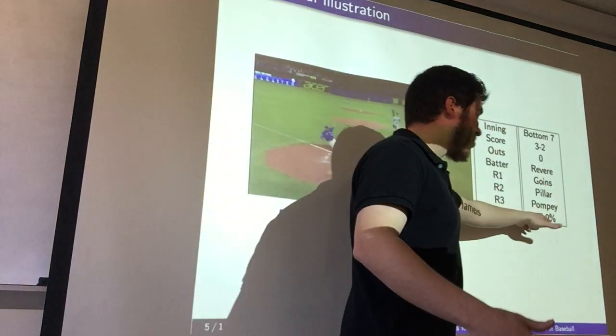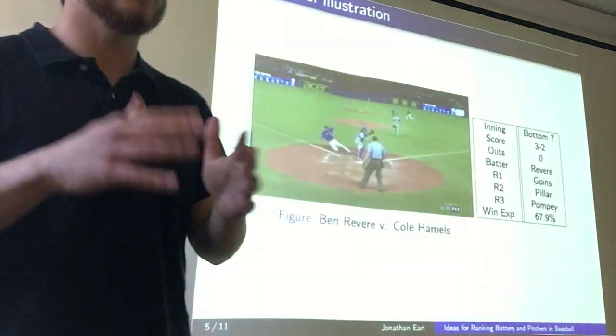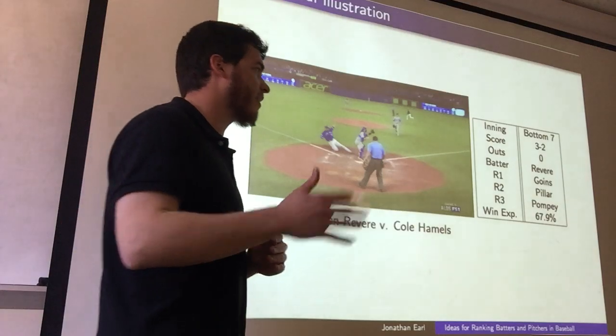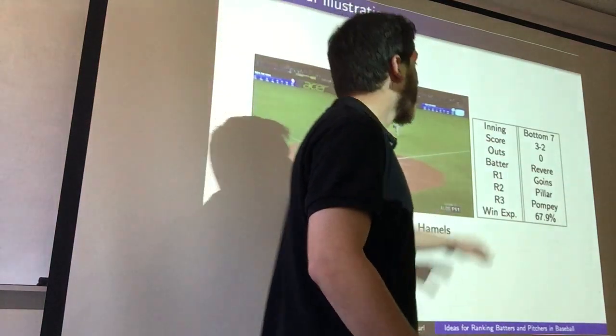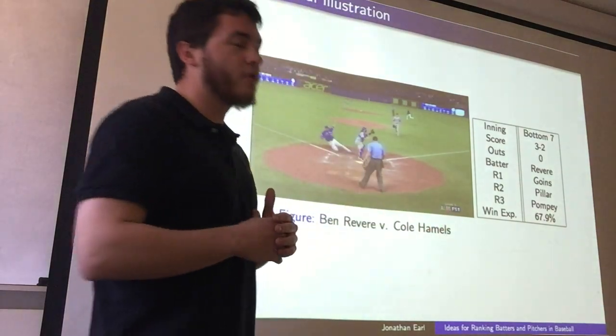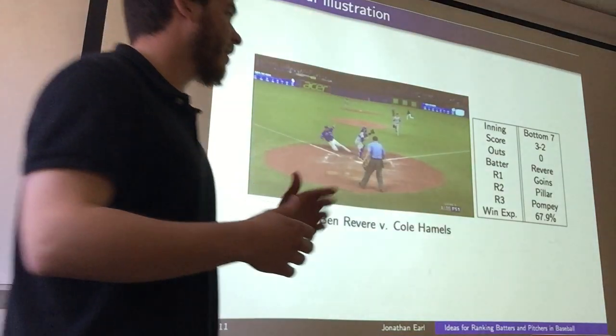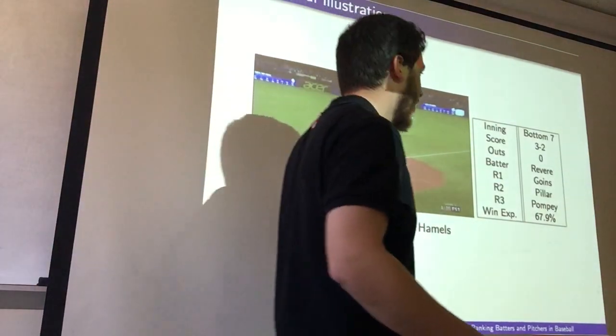So that increased the probability that Toronto would win about another 13%, bringing them up to about 68% that they'd win at this stage, even though they're still down 3-2. They're down 3-2, the bases are loaded, nobody's out. The next batter up was Ben Revere. Ben Revere grounded a ball to first base. The first baseman threw home and put the runner on third, coming home, out.